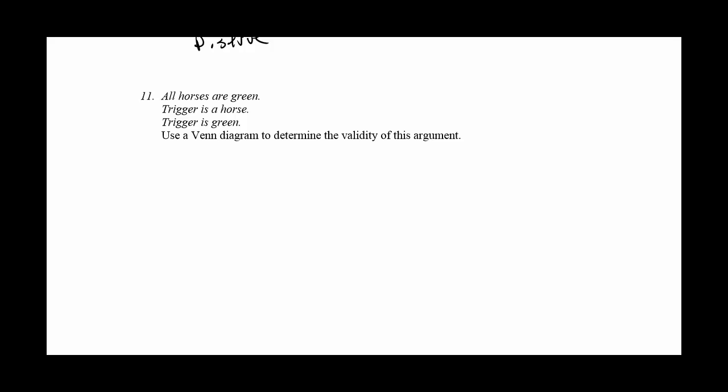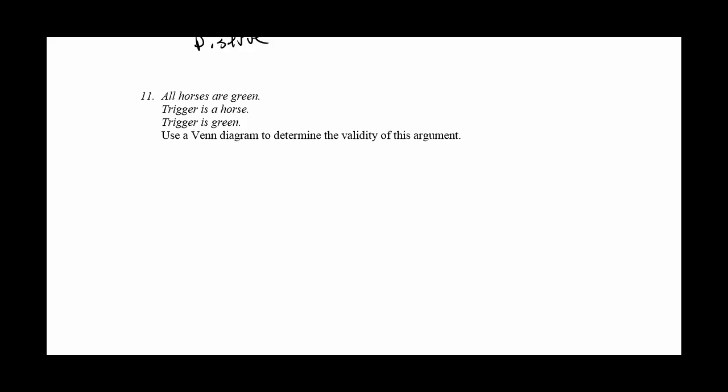At number 11, we're asked to draw our own Venn diagram and then to use this to determine the validity of the argument. So we're assuming the first two statements are premises, and the third one is the conclusion, and then can we get that conclusion based off the premises? Okay, so let's start with the statement, all horses are green.